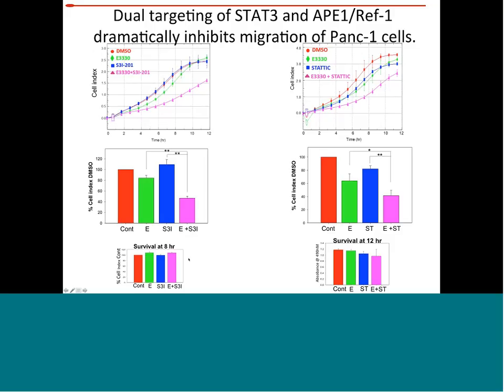And as you saw in the earlier graphs, it takes about 24 to 30 hours, maybe even 48 hours, to begin to see the dramatic effects on proliferation. So at 8 hours, these cells are alive, and you can see that here. And that's just graphed as the percent cell index of control. So we set our control at 100, and you can see that all of the treatments are still alive at 8 hours. So these cells are just not able to migrate. It's not that they're dead.